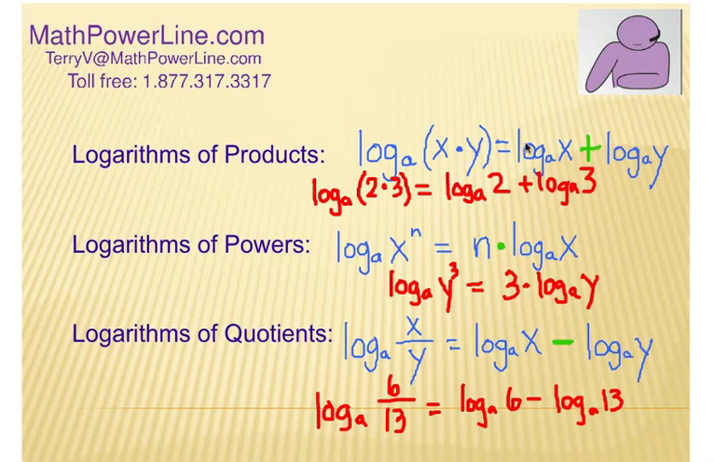A product here becomes an addition problem between two logs. Make sure the logs have the same bases. Okay, that's the key there. Logarithm of a power, where the exponent becomes the front factor there. Okay, so you can move that around. And logarithm of a quotient, the quotient or the division problem becomes a subtraction problem with logarithms. All right, so if you can remember those three, here we go. Let's try these problems.